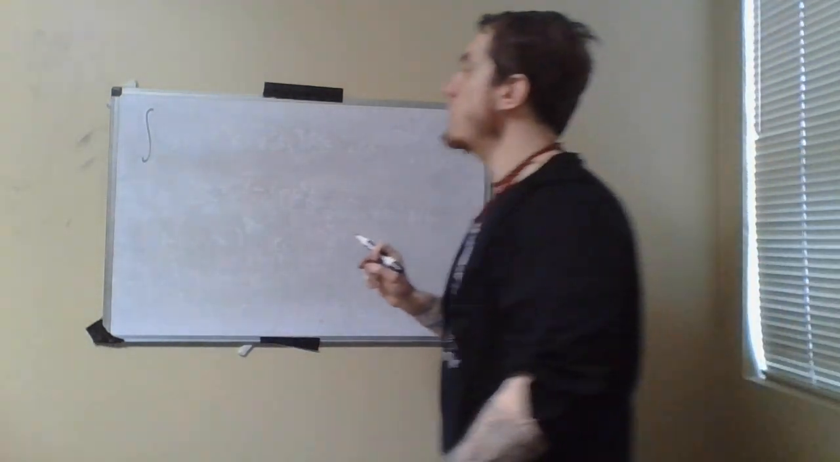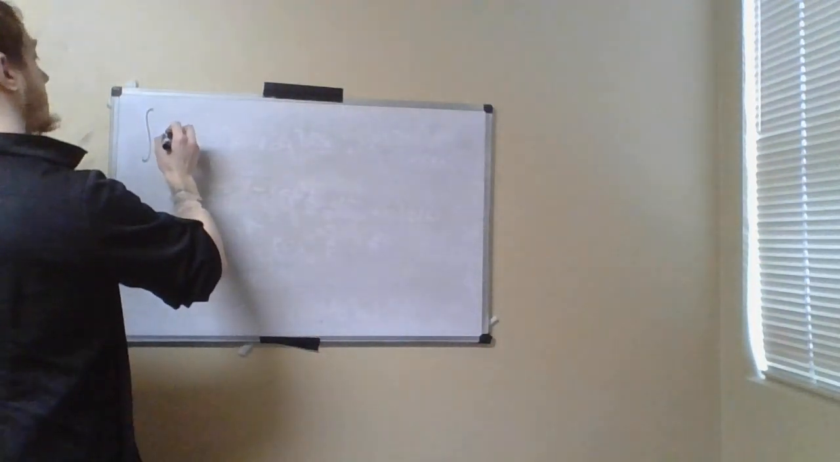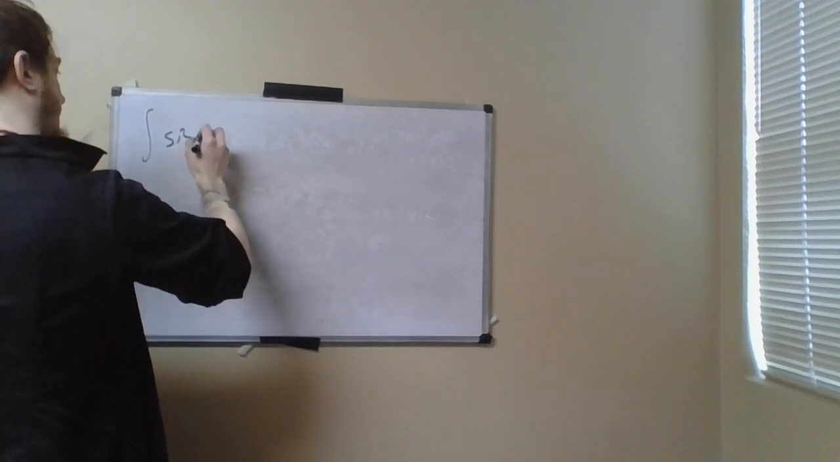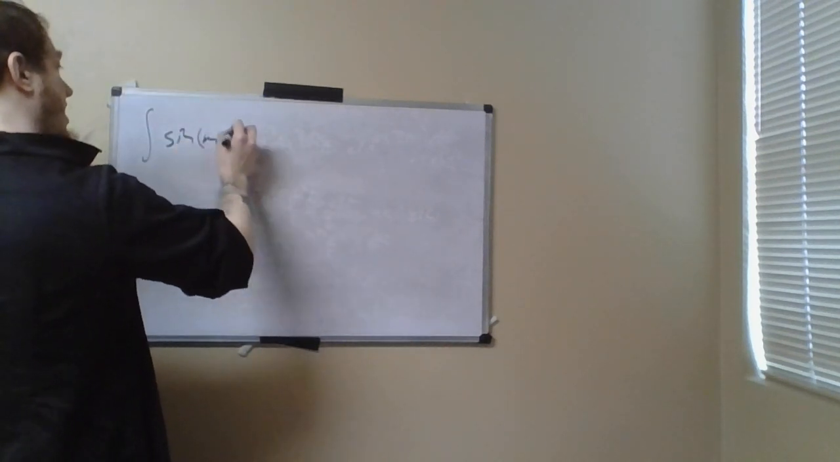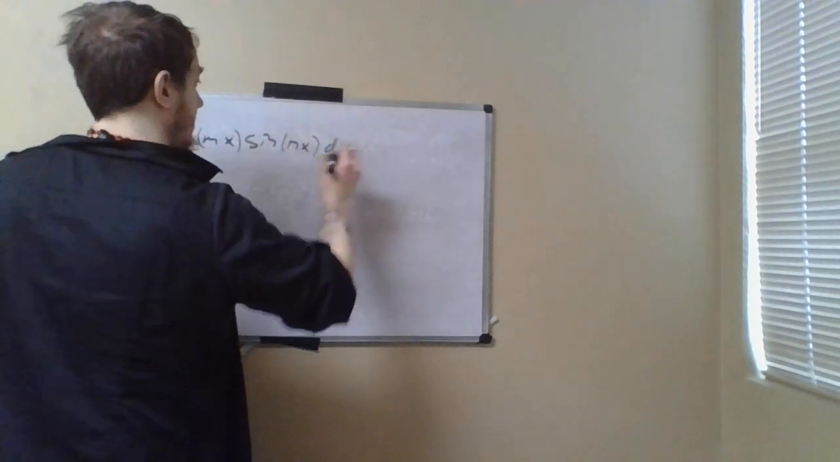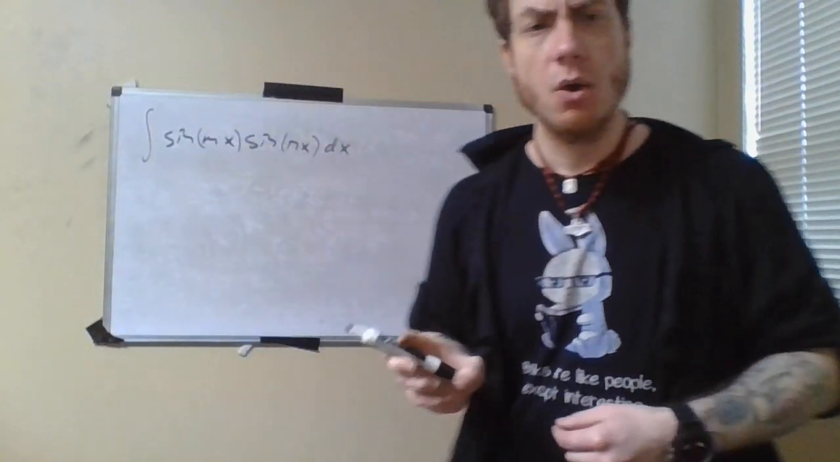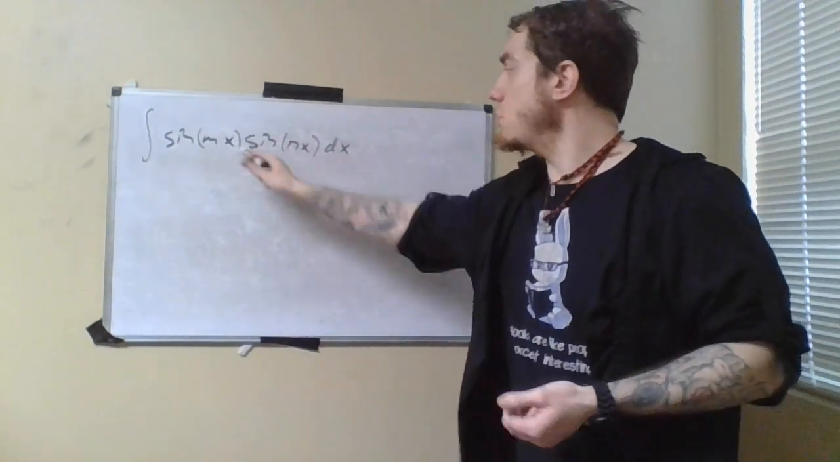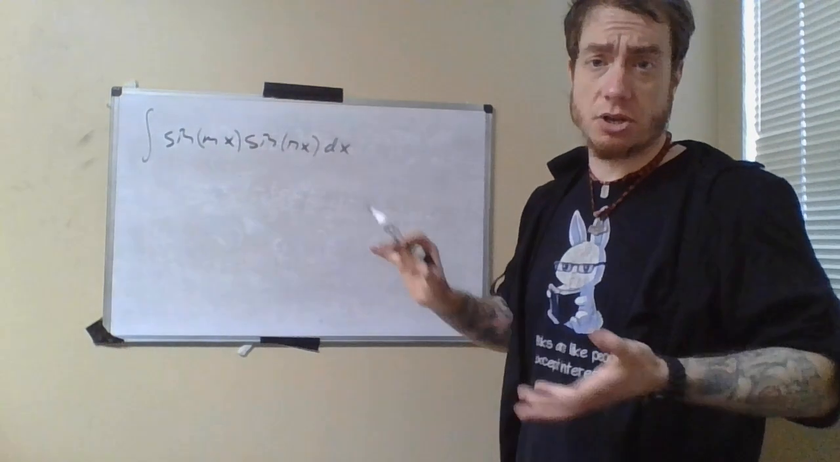Well, what if I wanted to do an integral that looks something like sine of mx times sine of nx dx? What could I do here? Or maybe I have another combination. Maybe it's cosines here. Maybe one's a sine, one's a cosine.